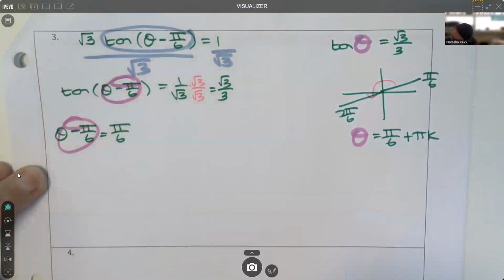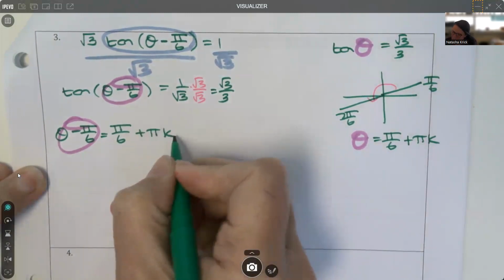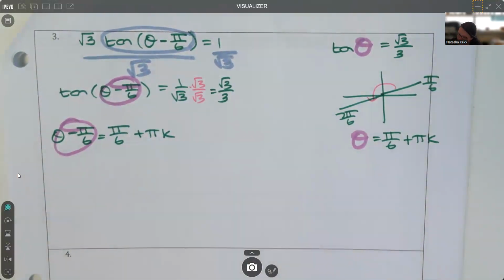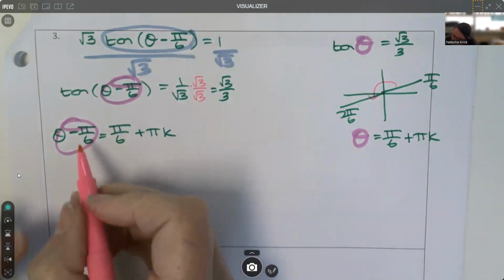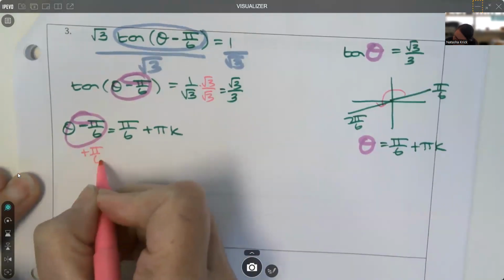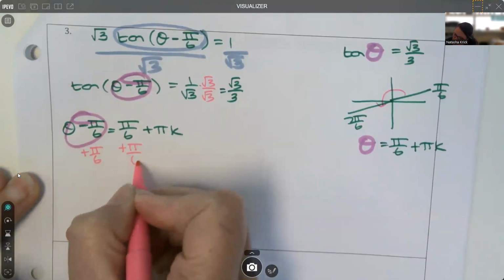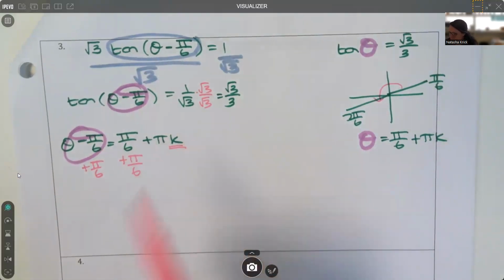And that's equal to, I figured out that that was equal to pi over 6 plus pi k. So now I want to think, okay, what do I need to do to get that theta by itself? I need to get rid of this minus pi over 6, so I can add pi over 6 here. When I do this, I'm only adding pi over 6 to this term. I'm not going to add it to that one because it's not a like term.